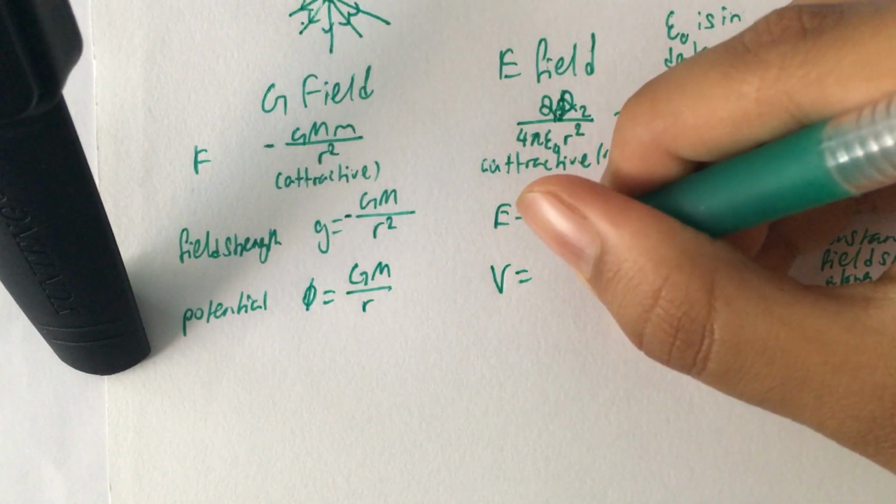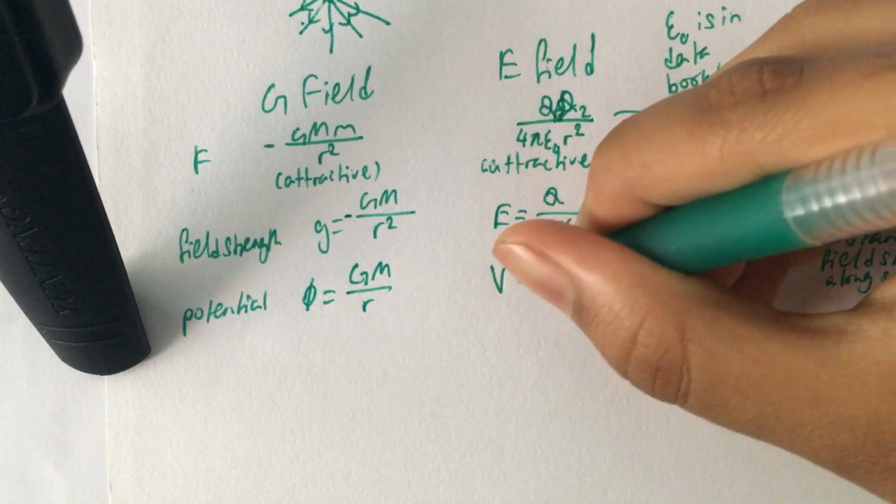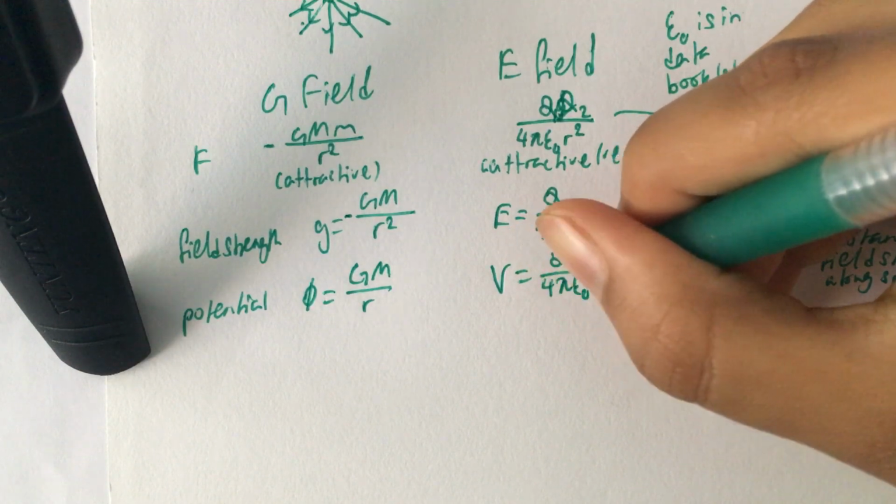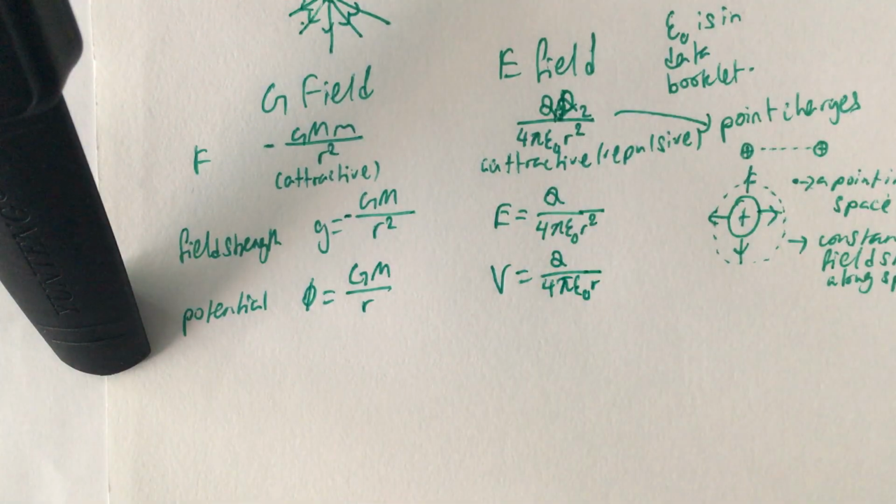And V will be equal to Q over 4 pi epsilon naught R. So that's pretty similar too. And if you look at energy, we would be able to calculate an energy in some questions, so do take note of that.